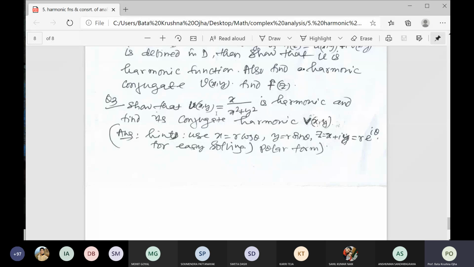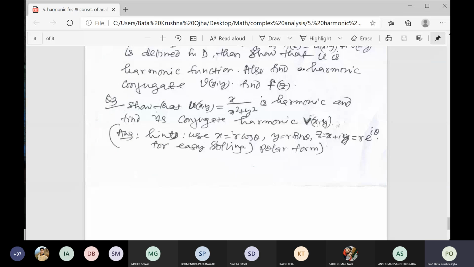Put x is equal to r cos theta, y is equal to r sin theta, convert into polar form. So z is equal to r e to the i theta. So u is equal to, substitute x is equal to r cos theta, so x square plus y square becomes r square. So u is equal to cos theta by r.